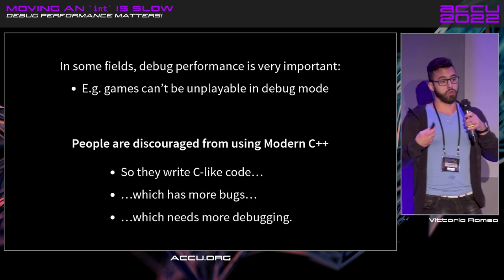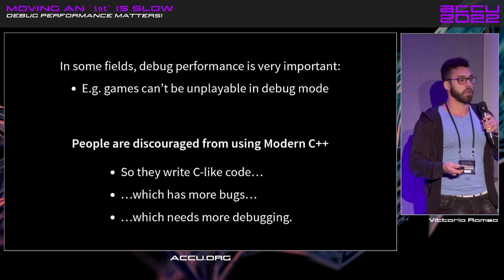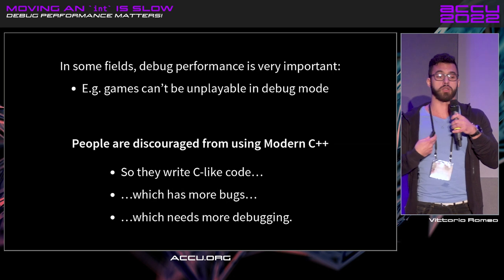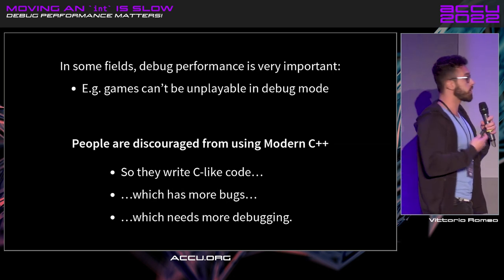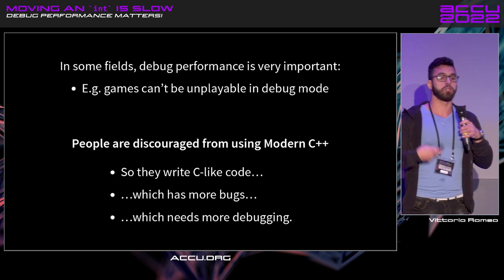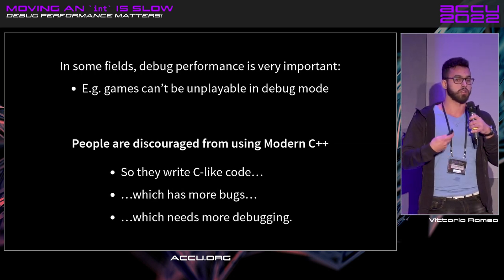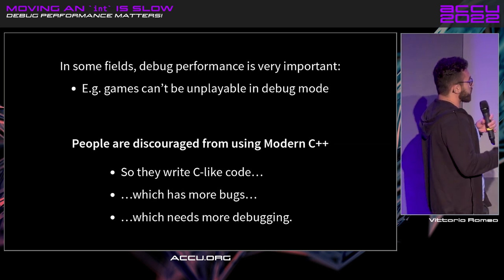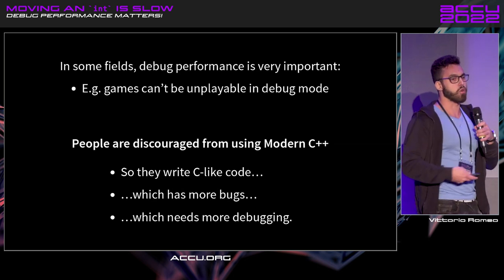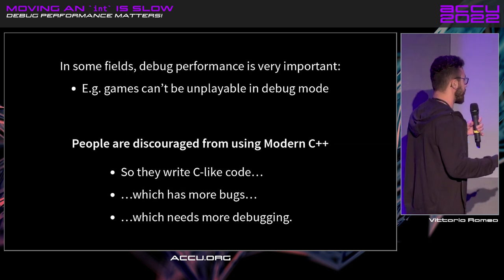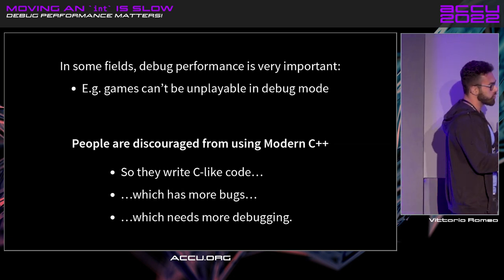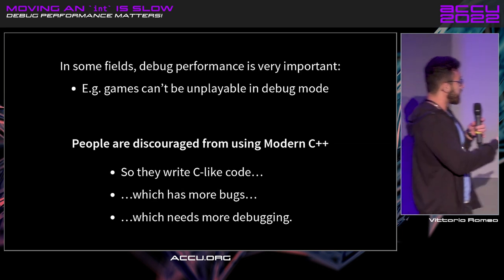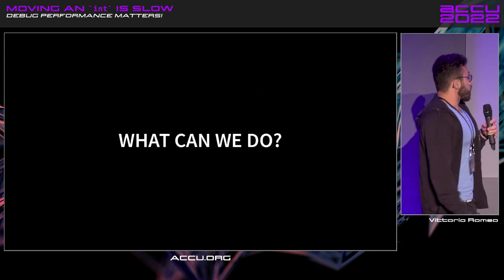And what this ends up doing is discouraging people from using modern C++. I've seen it multiple times on Twitter, talking to people at conferences, and even doing it myself sometimes, avoiding nice abstractions and things like that, because when the code needs to be debugged, those things are going to end up making the debug performance lower and affecting the whole experience. So it turns out that people that are discouraged from doing this end up writing more C-like code with more manual arithmetic on pointers and stuff like that, which will likely have more bugs, which needs more debugging. So it's a bit of a snake biting its tail issue, but they have a reason why they do that. What can we do?